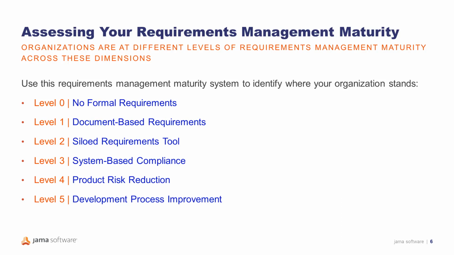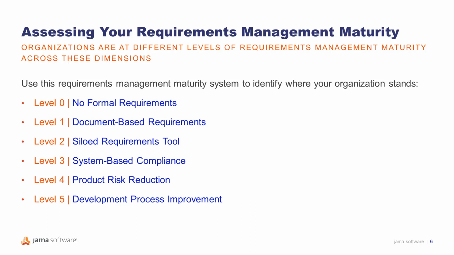Level 2, siloed requirements tool. A standalone tool in place to draft, review, track comments, version, and store static requirements documents. Compliance gaps, limited reuse, defects, and recalls. Level 3, system-based compliance. Compliance is the forcing function to shift from static to live traceability to meet standards for requirement validation, verification, and traceability into a single end-to-end system.